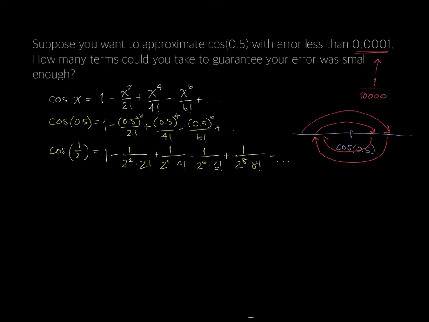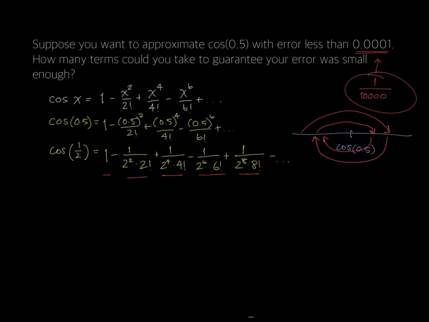So we need to figure out which of these has a magnitude that is less than 1 over 10,000. If the 10th term is magnitude less than 1 over 10,000, then we could use the first 9 terms. And that 10th term will be the first unused term, and it will be our error bound. So let's take a look here. I know that this one's too big, right? 4 times 2, that's going to be 1/8.